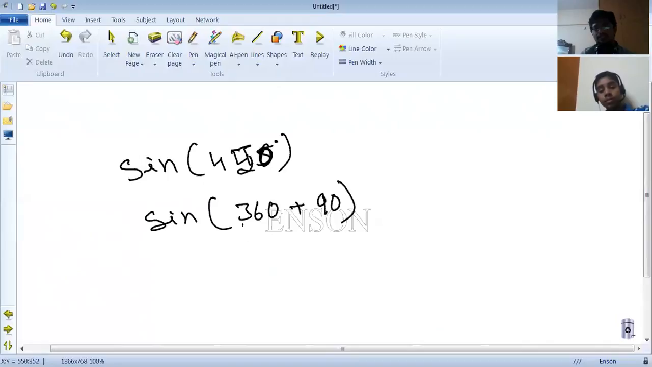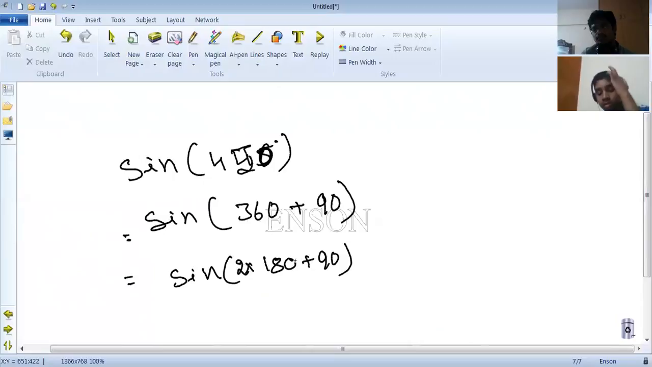Now 360 plus theta. I didn't tell you 360 plus theta. Why? By any chance do you know why I didn't tell 360 plus theta? See, 360 can be written as 2 times 180 only, right? Which is 2 pi. Indirectly it is 180 plus theta only, right? So, in sine of 180 plus theta, what will it become? Negative sine theta.